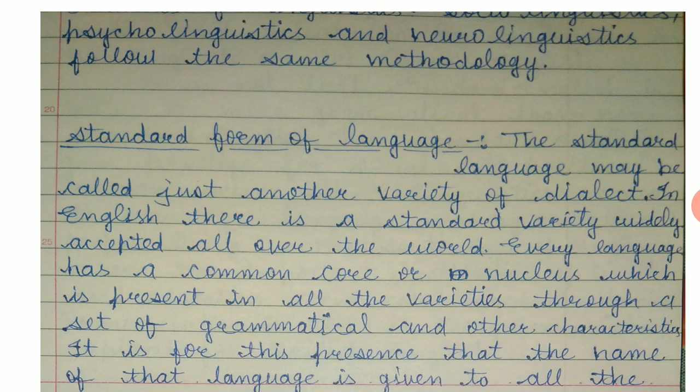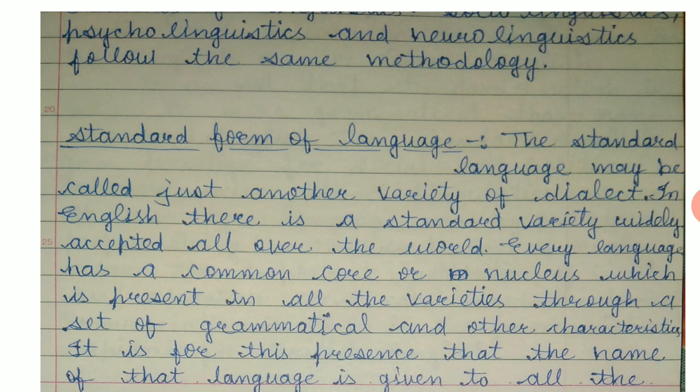So in English, there is a standard variety widely accepted all over the world. Every language has a common core or nucleus which is present in all the varieties through a set of grammatical and other characteristics. So, what is the core or nucleus of a language? Those lexical or grammatical qualities which are common or accepted by all the varieties of that language.